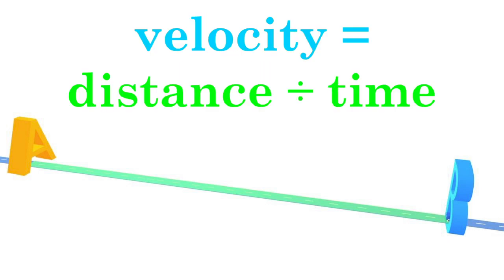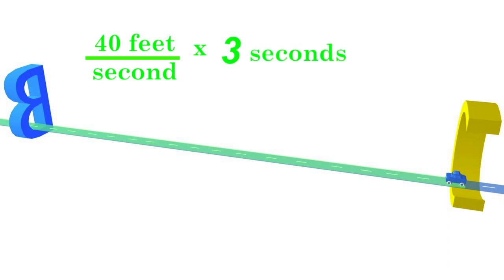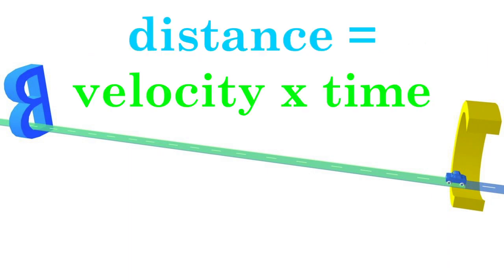Let's do another problem. If we know the car is traveling at 40 feet per second, and it takes 3 seconds to travel from point B to point C, then what is the distance between B and C? Well, we know that the car travels 40 feet every second, and it was traveling for 3 seconds. So, we can calculate the distance by multiplying the velocity times the time, giving us a distance of 120 feet. Hence, distance traveled equals velocity times time.